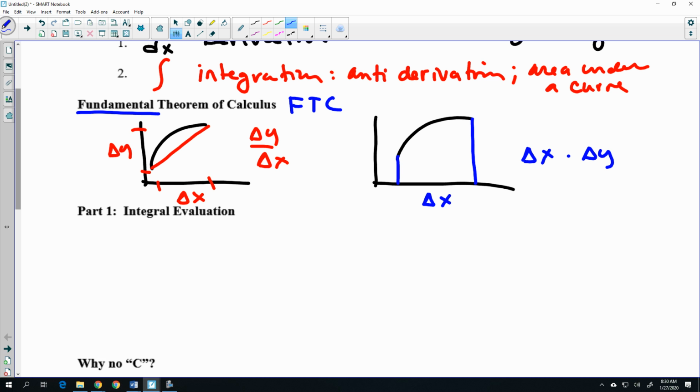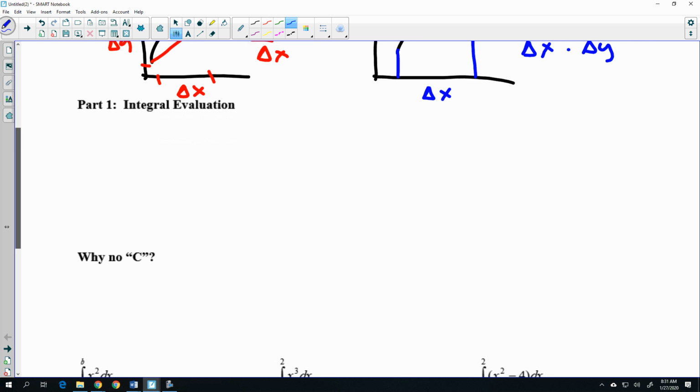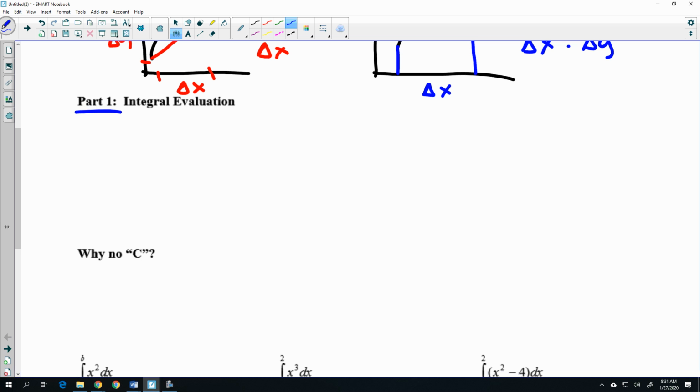So there's a relationship here. Notice we said derivatives and integration are exactly the opposite. You see division and multiplication? This means they're exactly the opposite. So today we're only going to do part one. There are two parts. Part one is the evaluation of an integral. You've already done evaluation of integrals, but now I'm going to write it down formally.